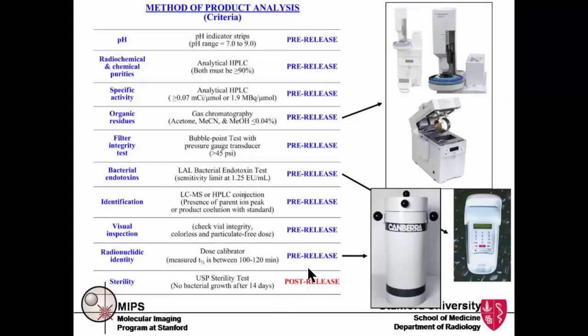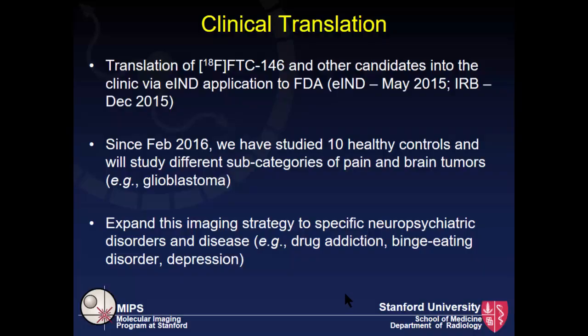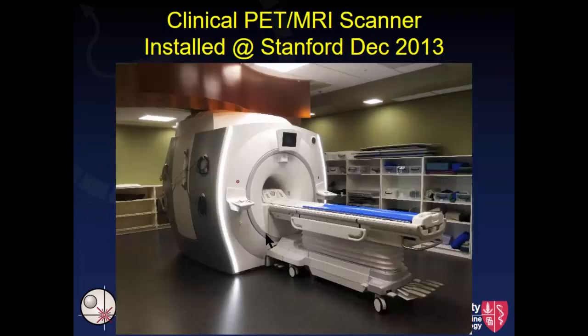The take-home message from here is all the ones in blue have to be performed and have to pass before we can release for human administration. The one that's written in red requires a two-week sterility test. That's the only one that's post-test. For this particular compound, we did carry through and look at the candidates, and IND, EIND approval was in May of 2015 and December. So this is a long process. And since February, we were able to do 10 healthy controls and are beginning to look at cohorts of pain and GBM, hoping to expand this to some of the other pathologies that we're looking at.